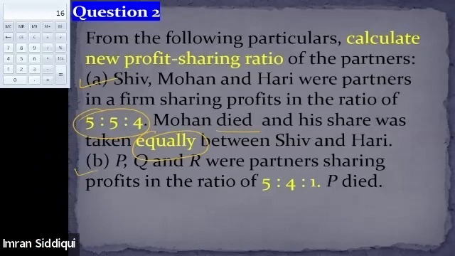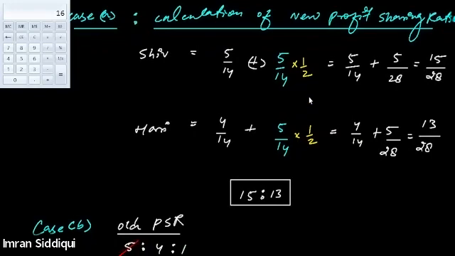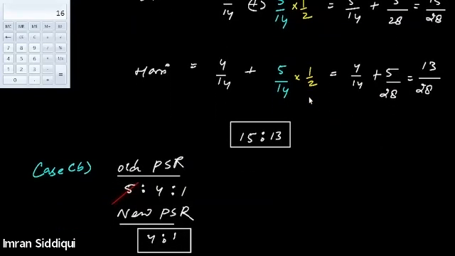Done, Aman? Yes, sir. Tell me the answer for the first case. 15:13 is the new profit sharing ratio. Perfect, that's right. And for B? 4:1. Yeah, that's correct. This is the solution for A, and this is the solution for B. All right, well done, very good.